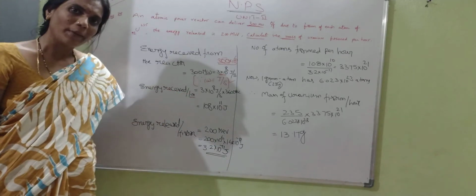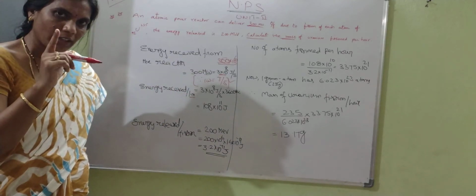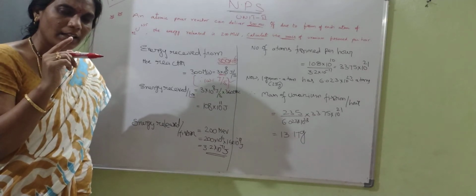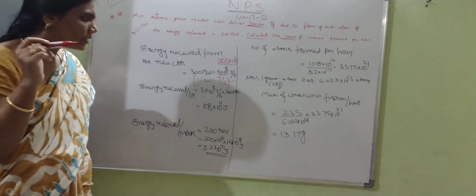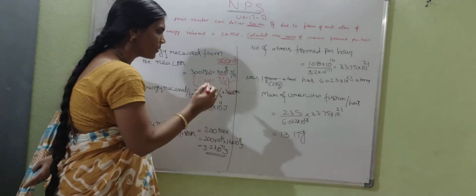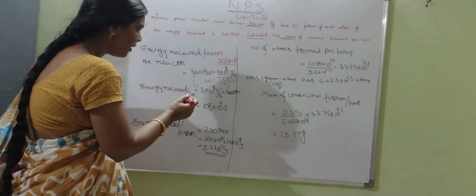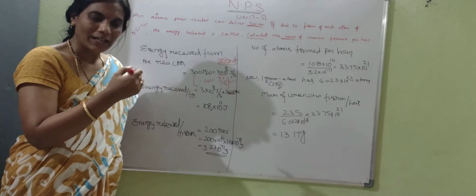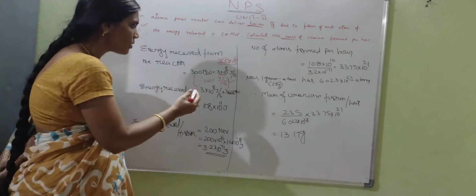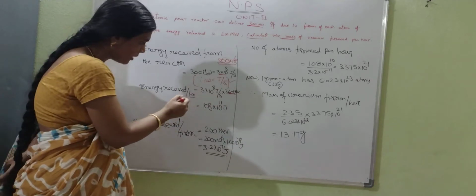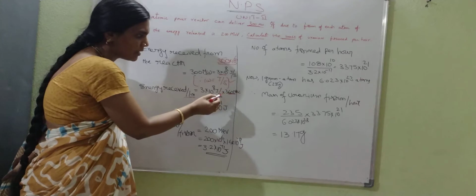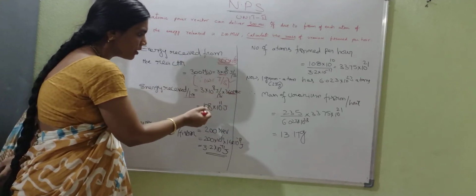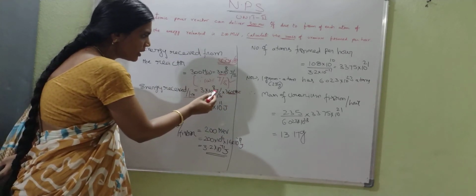So 1 hour equals how many seconds? 1 hour equals 60 minutes, then converting into seconds, 60 into 60, that is 3600 seconds. Why? Because we need the answer for energy in joules. So now we have to multiply by 3600 seconds per hour. Then seconds get cancelled. Your answer will be 3 into 10 power 8 joule into 3600.